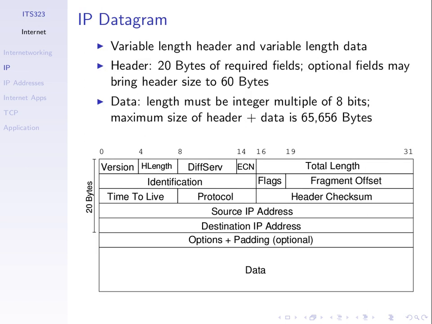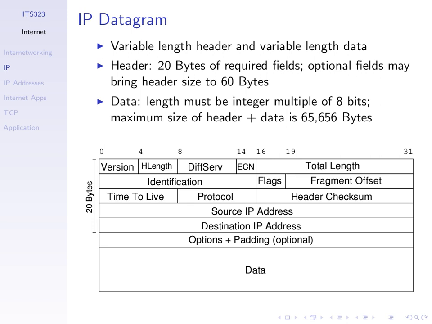So I said that the packet that we deliver is called a datagram. I may use either name, an IP packet or an IP datagram, the two common names. This picture draws the structure of a typical IP datagram, and the IP datagram has a header plus data.